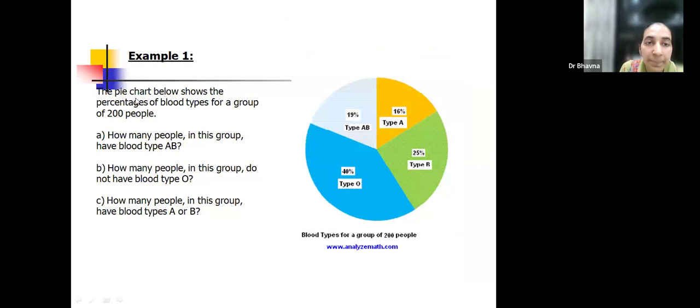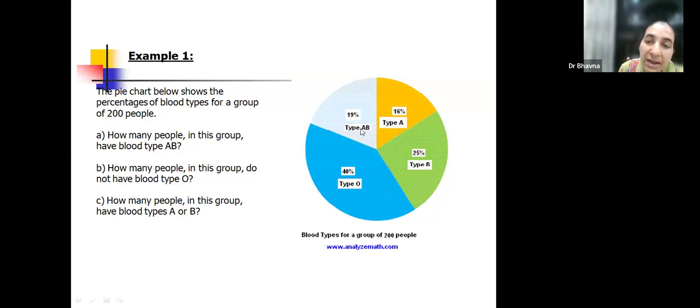Now, the pie chart below shows the percentages of blood types for a group of 200 people. This is a group of 200 people. How many people in this group have blood type AB? Look at blood type AB. 19% of people have blood type AB, okay? How many people in this group do not have blood type O? That is type AB plus A plus B. How many people in this group have blood types A or B? So how many people? 16% plus 25%.